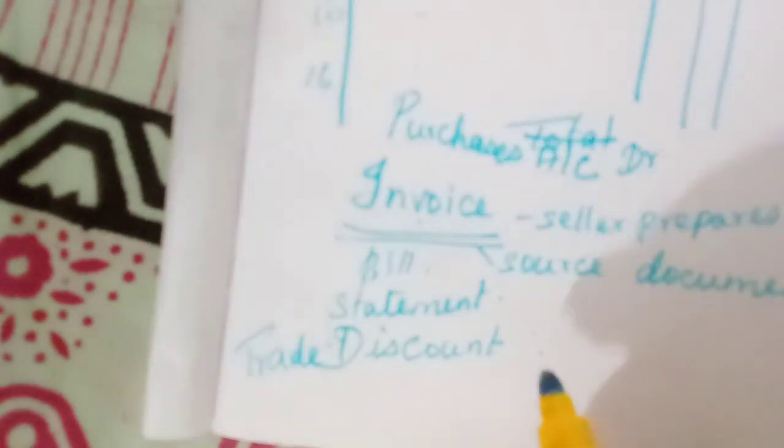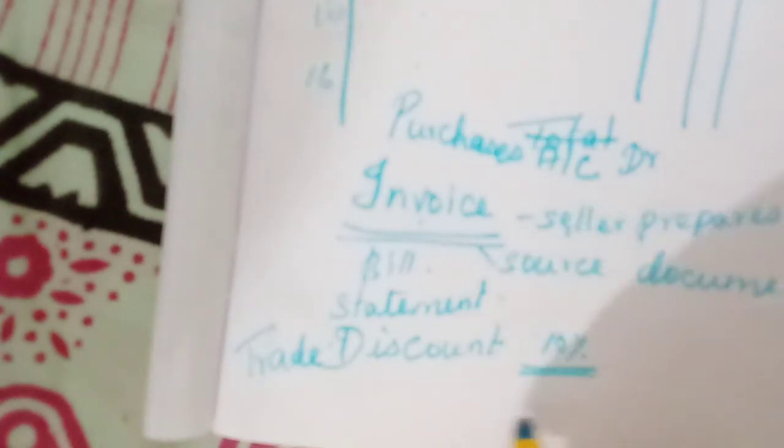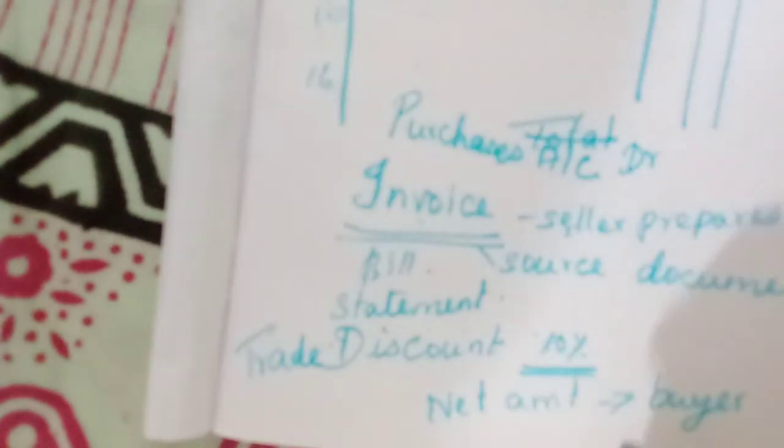This discount is allowed by the seller to the buyer on its invoice price. Okay, they will reduce 1% or 10% from the total price, and after deducting this trade discount, only the net amount will be payable by the buyer. Okay, the buyer has to pay the net amount. It will be deducted from the total amount. Why are they providing this trade discount? In order to increase the volume of sales.